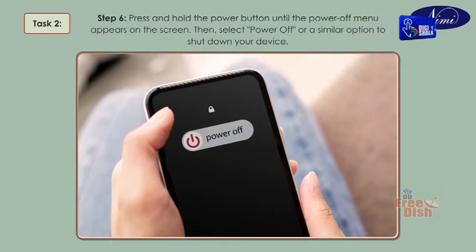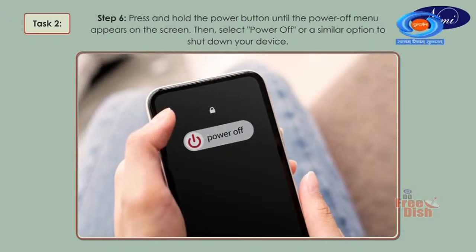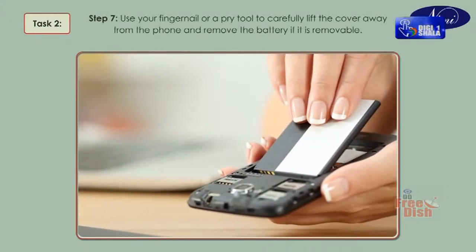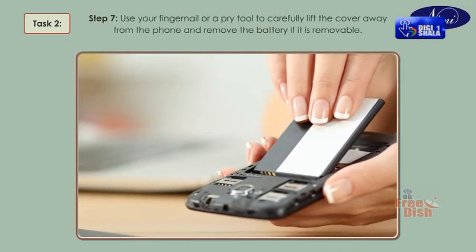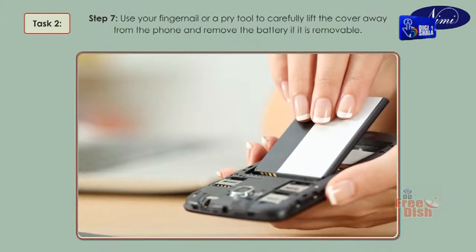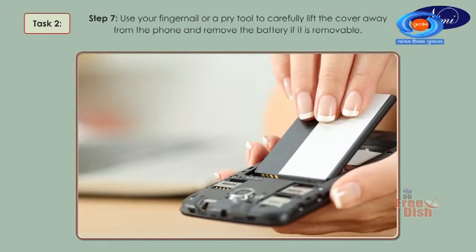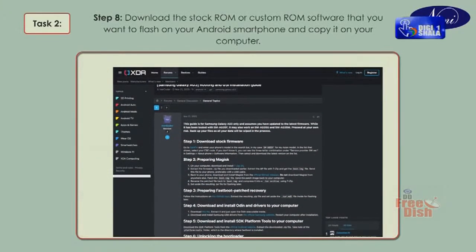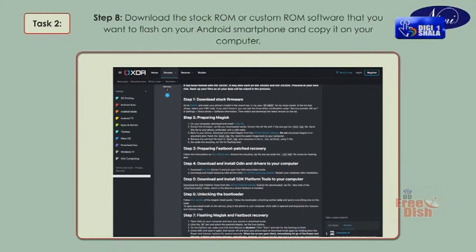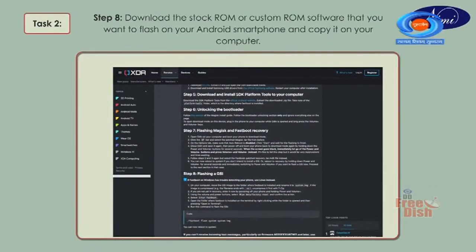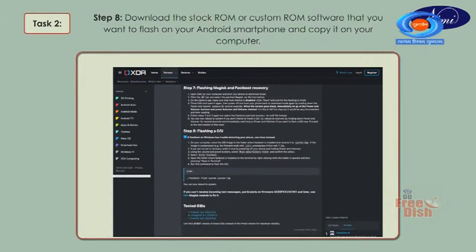Then select power off or a similar option to shut down your device. Step 7. Use your fingernail or a pry tool to carefully lift the cover away from the phone and remove the battery if it is removable. Step 8. Download the stock ROM or custom ROM software that you want to flash on your Android smartphone and copy it on your computer.